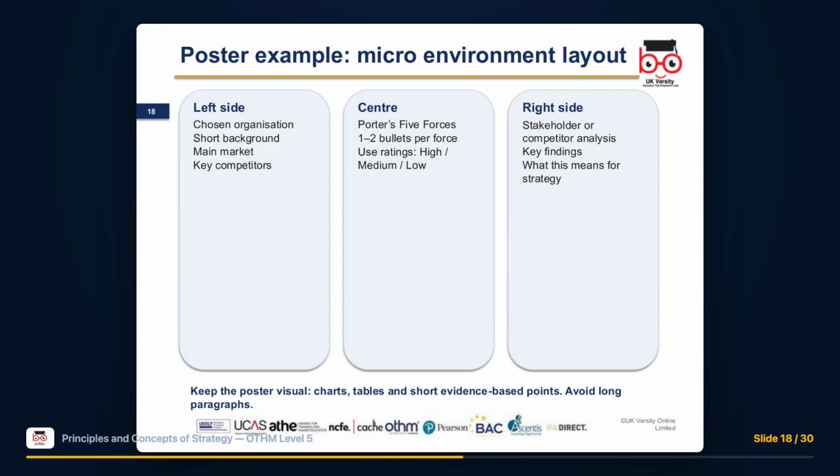Here's a poster layout for the microenvironment. On the left, your chosen organization, a short background, its main market, and key competitors. In the center, Porter's 5 forces, with 1 or 2 bullets per force using high, medium, or low ratings. And on the right, your stakeholder or competitor analysis, the key findings, and what it means for strategy. Keep the poster visual, with charts and short evidence-based points rather than long paragraphs.